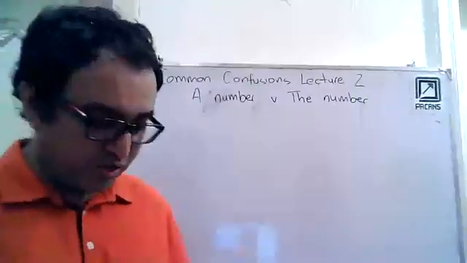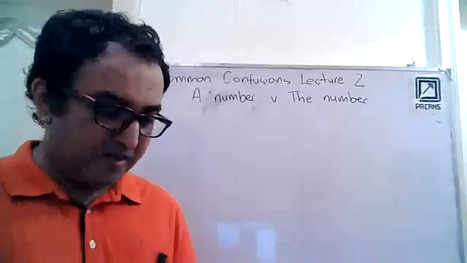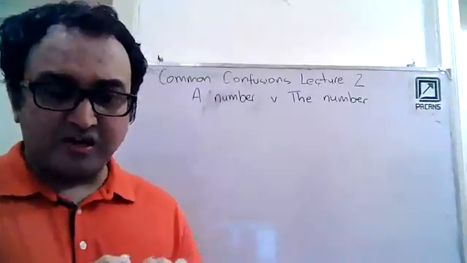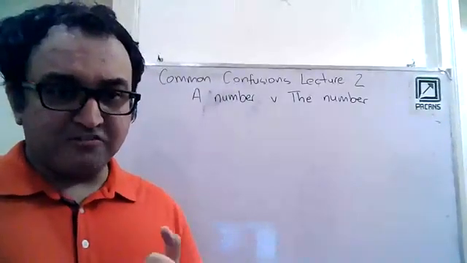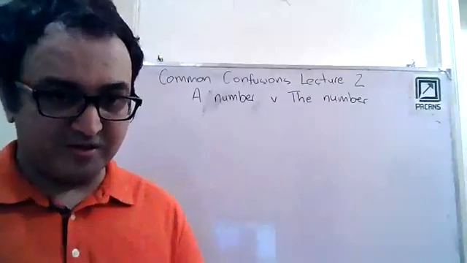So this is lecture number 2 of the Common Confusions. I will be covering about 50 lectures, and I will try my best to complete all of them in the next 10 to 15 days. Now let's have a look at this. The first one is "a number" and the other one is "the number". Let's start.